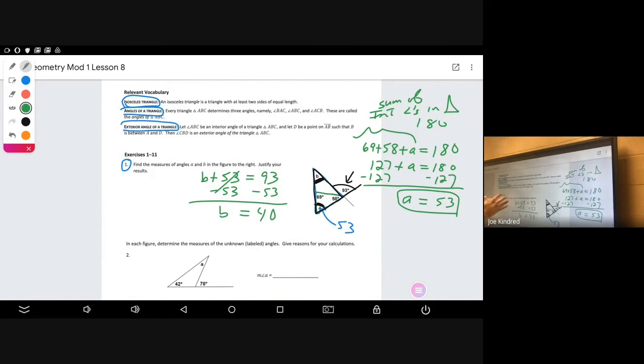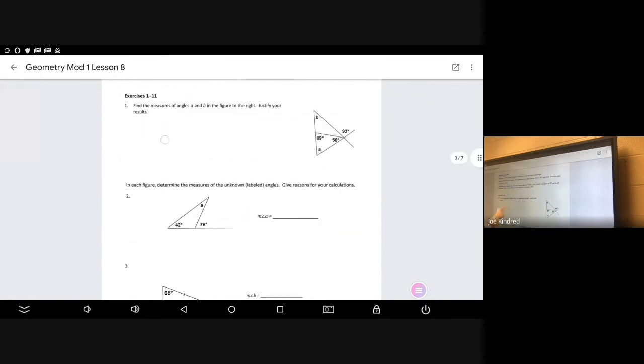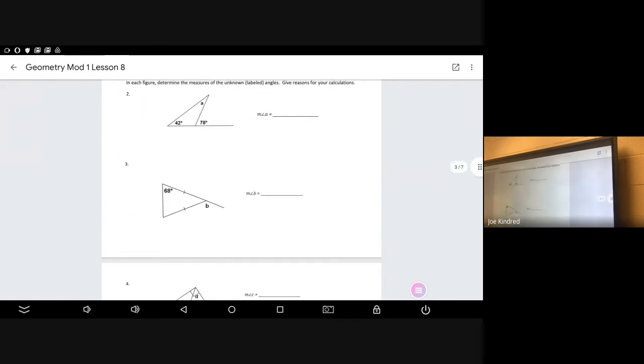Okay, again, stop it, rewind it, pause it, whatever. Okay, we're going to do one. We're going to do maybe two more. Try to do two more. Okay, here we go. Two more.